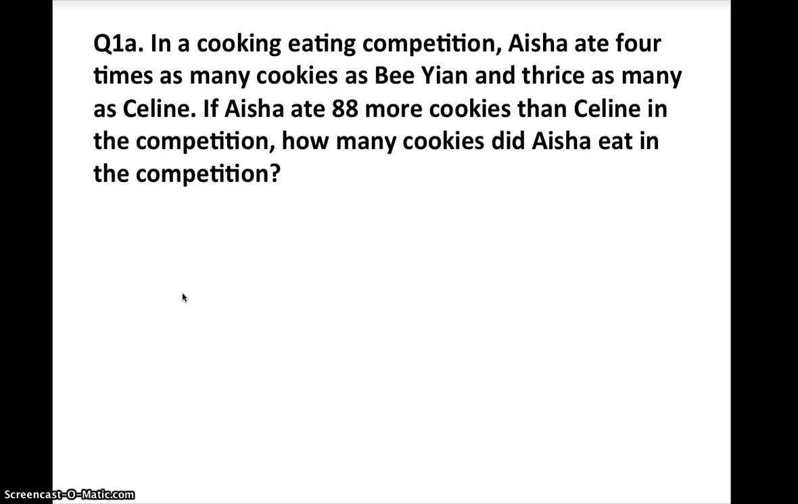Moving on, in a cookie eating competition, Aisha ate 4 times as many cookies as Bian and twice as many as Celine. So in this question, I am comparing Aisha with Bian, Aisha with Celine. So the person who is repeated here is Aisha. Okay, don't worry if you're confused. Then let's look at this part of the question first. Aisha ate 4 times as many cookies as Bian, so my model will look like this.